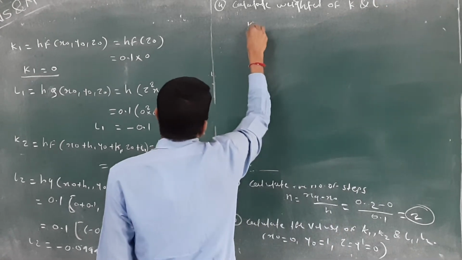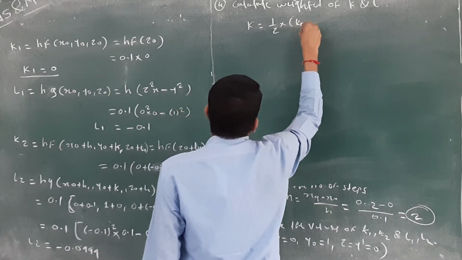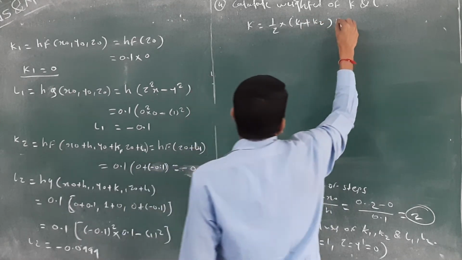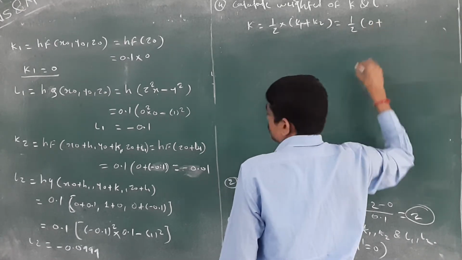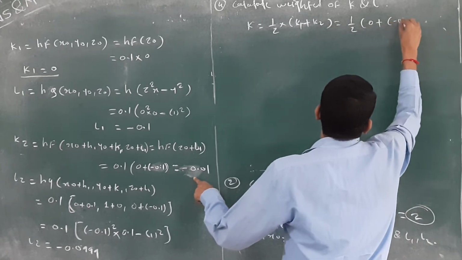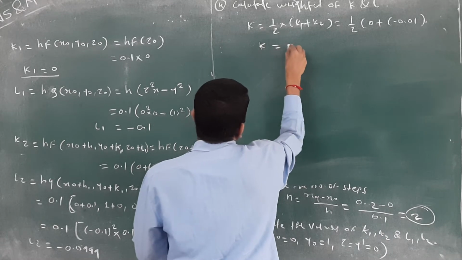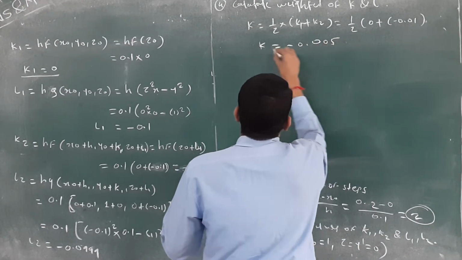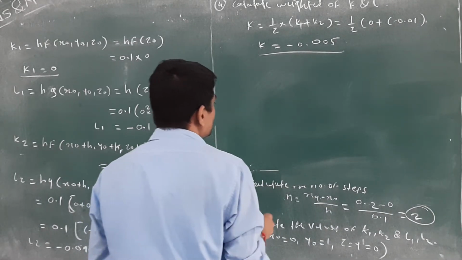K is equal to what? Half of K1 plus K2. Put the value in that equation. What is the value of K1? 0, plus what is the value of K2? K2 is minus 0.01. How much will you get? K is equal to minus 0.005. Check that out.